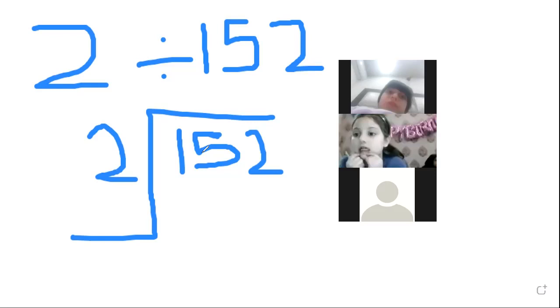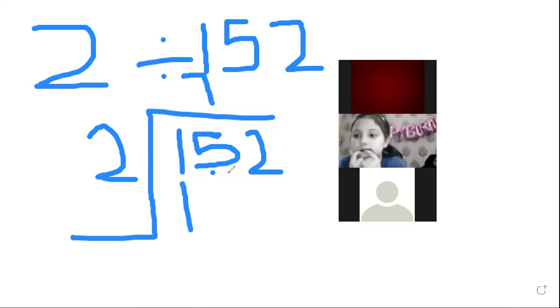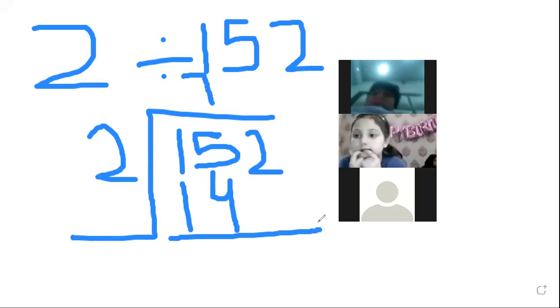So we will find a number which is less than 15 and is present in the table of 2. Less than 15 is 14, and 2 sevens are 14. Now we will do subtraction. 5 minus 4 is 1. 1 minus 1 is 0. Now we will take down this 2. It's 12. 2 sixes are 12. So we will write 12 again and we will do subtraction.